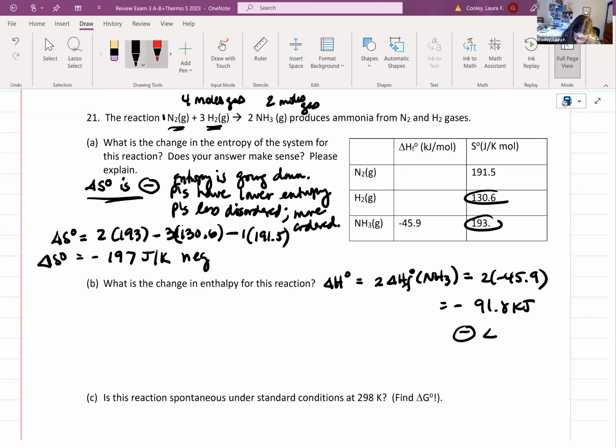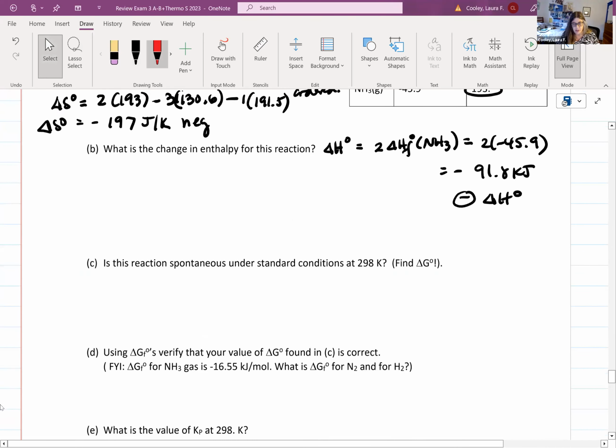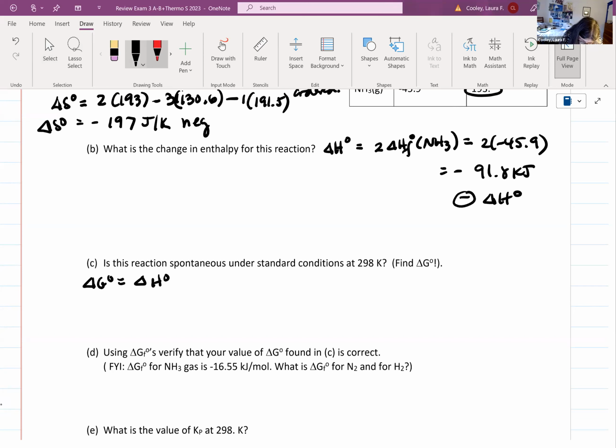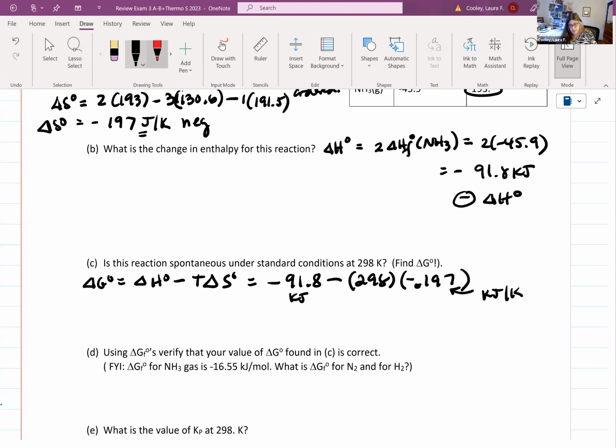We have a negative delta H. So delta G is delta H minus T delta S. So it's negative 91.8 minus T times, now we just have to make this 0.197, because this is kilojoules and we need to make it kilojoules per Kelvin. Here we have joules, so we have to divide by 1,000 before we multiply by the temperature.